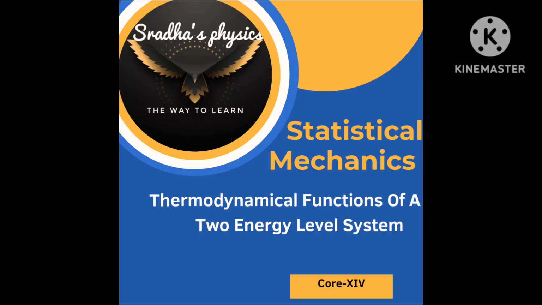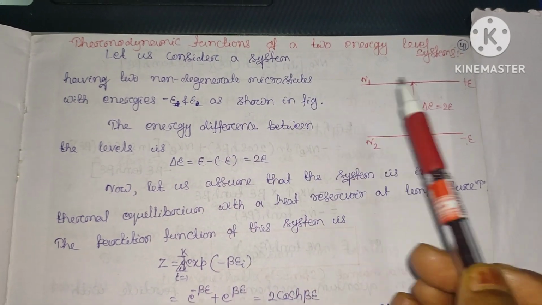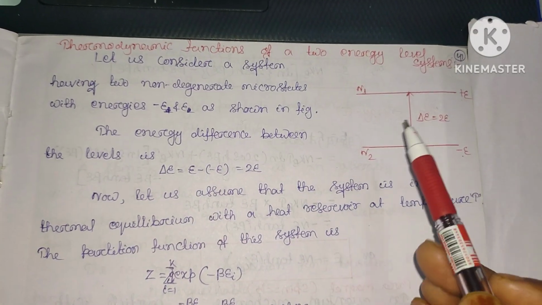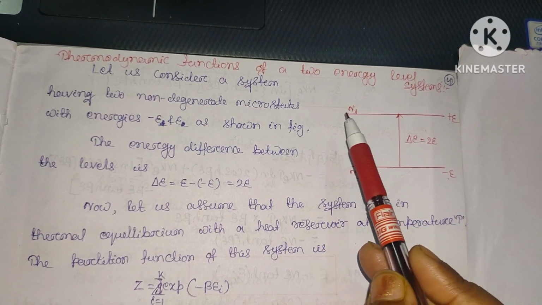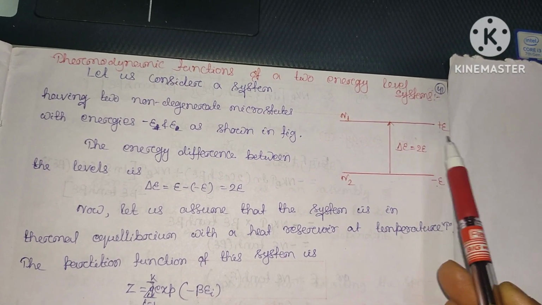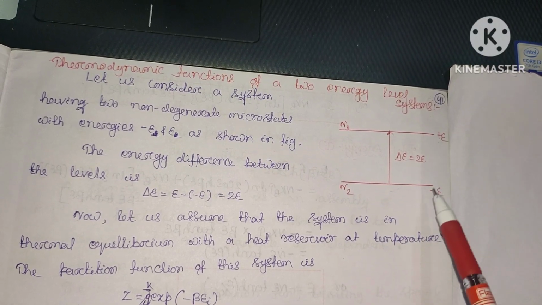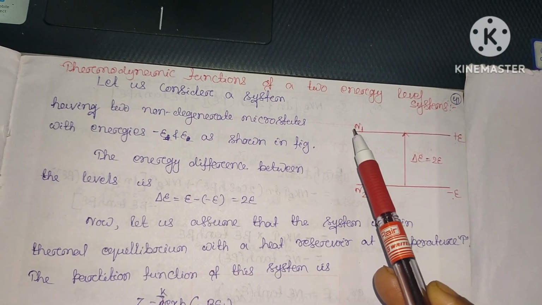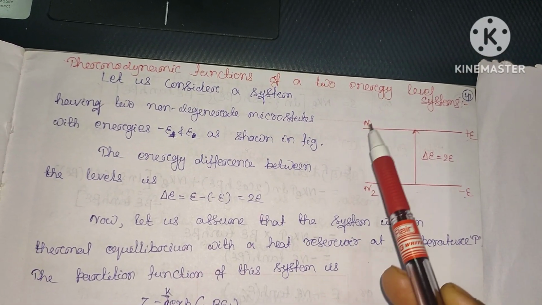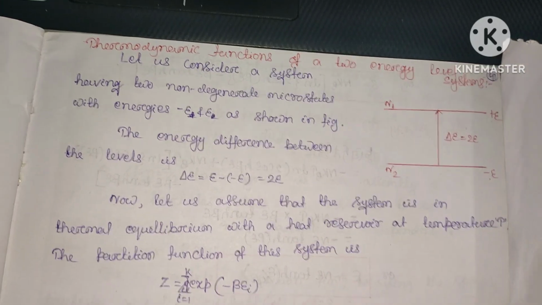This video is based on statistical mechanics for the core 14. Today we will see the thermodynamic functions of a two energy level system. Here you can see that the lower energy level is minus epsilon and the higher energy level is plus epsilon. The difference between these two energy levels is plus epsilon minus of minus epsilon, that will be twice epsilon. The number of particles in the upper energy level, that is plus epsilon, is n1, and in the lower energy level the number of particles available is n2.